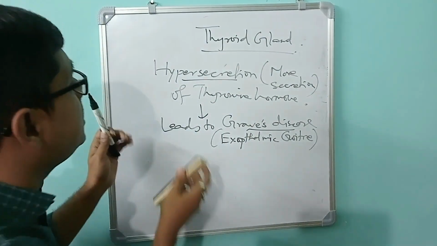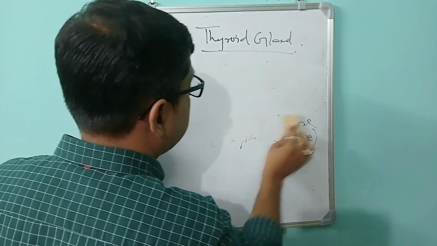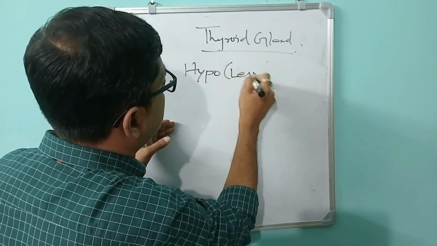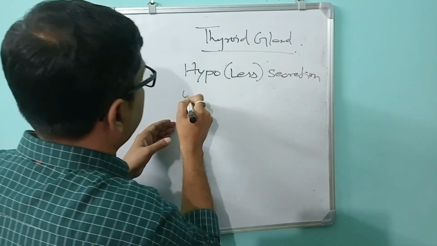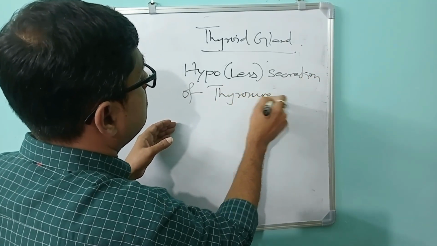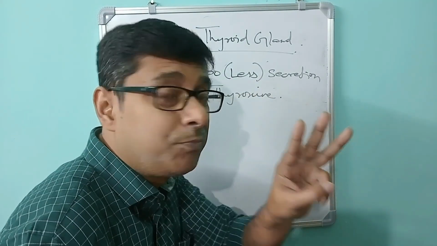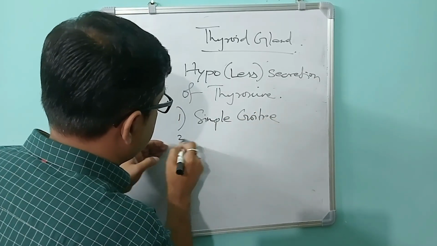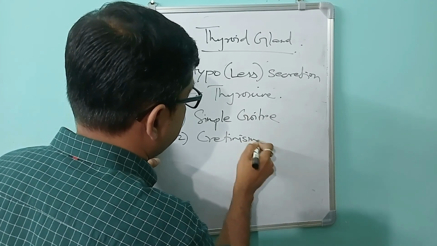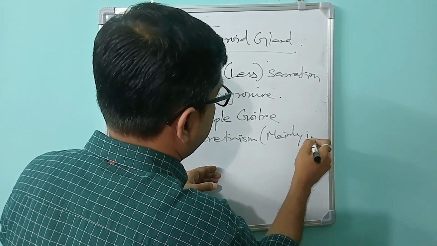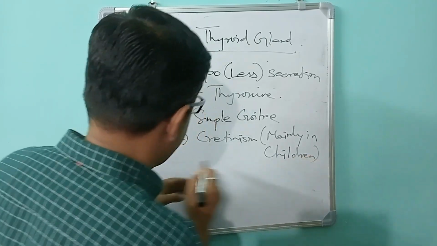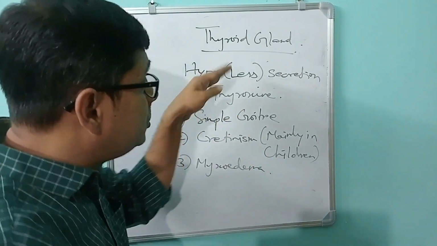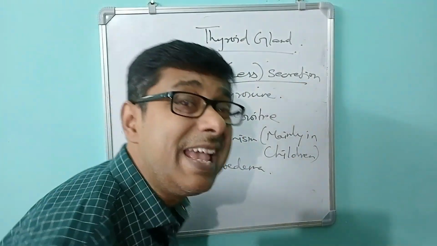Now what about hyposecretion of thyroxine? Hypo, or less secretion of thyroxine. This leads to three types of problems. One is simple goiter, second is cretinism, mainly in children, and third disease is myxoedema, mainly in adults. So these three diseases are caused due to less secretion of thyroxine.